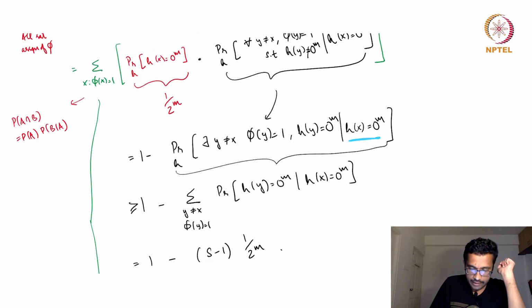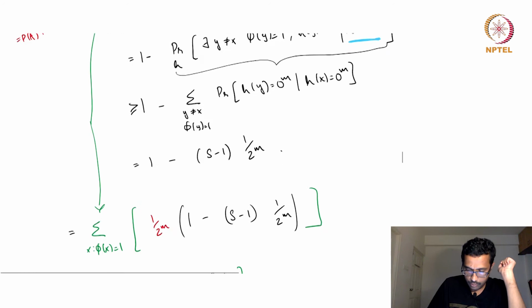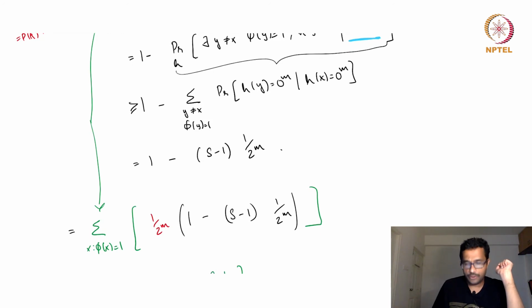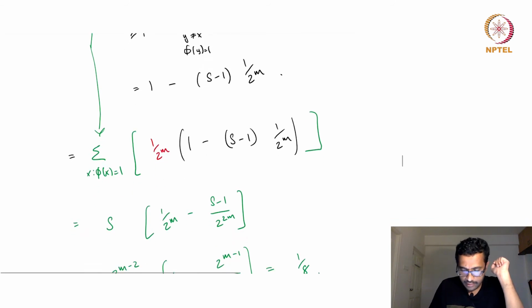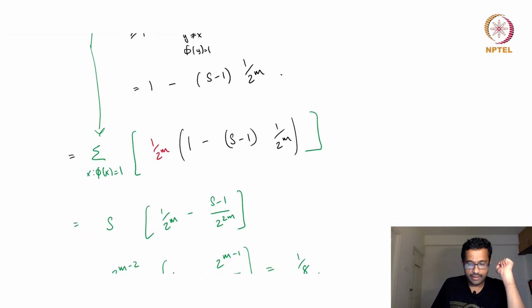So this red part is 1 by 2 power m, and the black part is what we calculated. So we just substitute it back, 1 by 2 power m, into this summation. Now the inside part is independent of phi or anything, right? So how many terms are there? How many x's are there? The number of x's is simply s. So I can just replace the summation by just the quantity s.